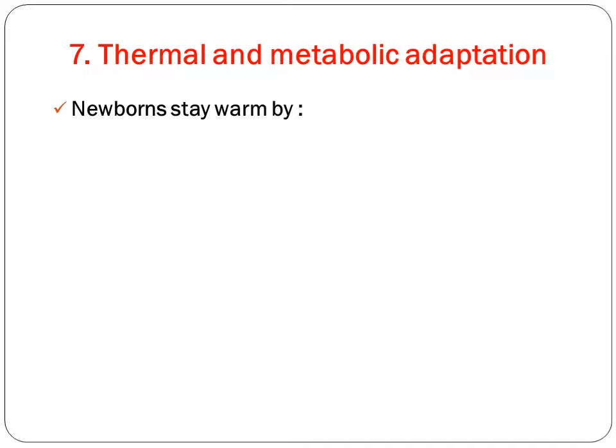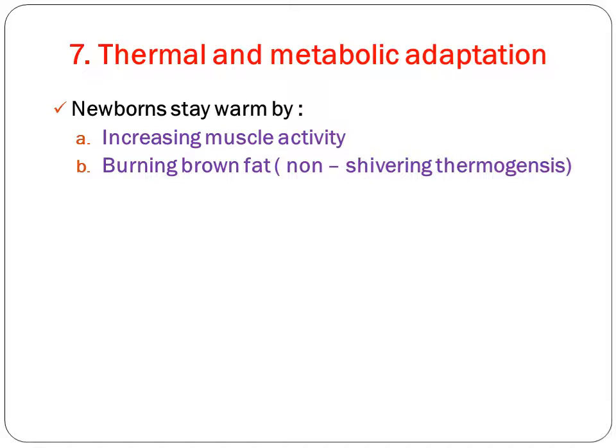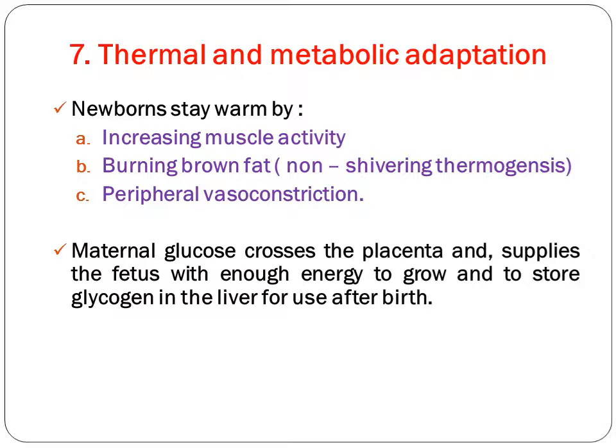So the newborn will try to keep its body temperature and to stay warm by the following mechanisms. First, increasing the muscle activity, which will produce heat and keep the body warm. Burning of the brown fat, which is known as non-shivering thermogenesis. Peripheral vasoconstriction of blood vessels going to the skin and superficial parts, which will lead to decreased heat loss from these parts. These mechanisms will keep the newborn warm and prevent the loss of body temperature.